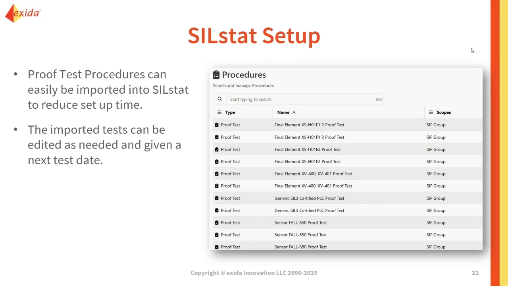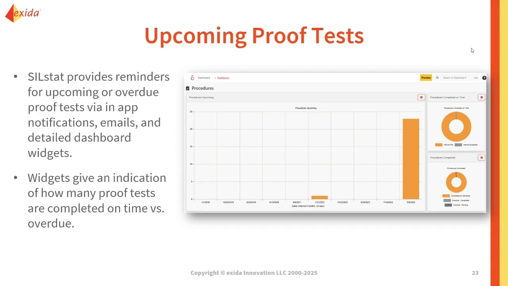The reason we have a type is because within Silstat, you can also add other procedures for routine maintenance, whatever it may be, whether it be maintenance on a SIF or maintenance on other safeguard equipment within your system. Once you've imported this information, it will allow you to specify the date that the equipment was installed, if that was in the past, or whether you're installing it on a greenfield site now. And it will then remind you when your proof tests are due based off of the proof test interval specified.